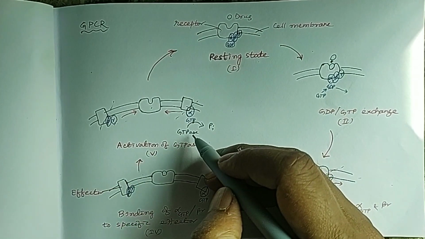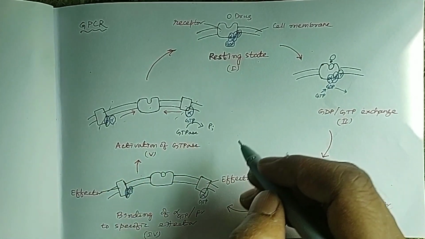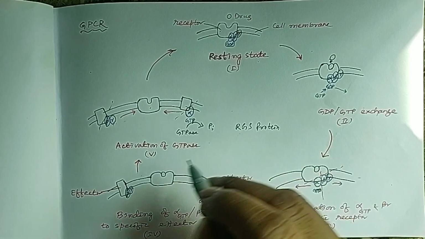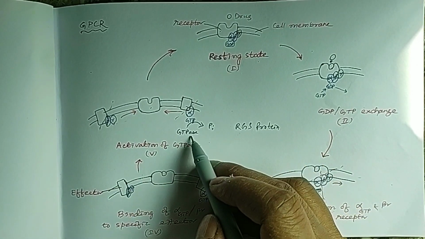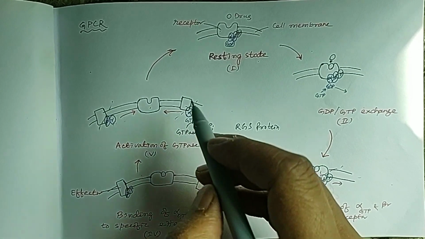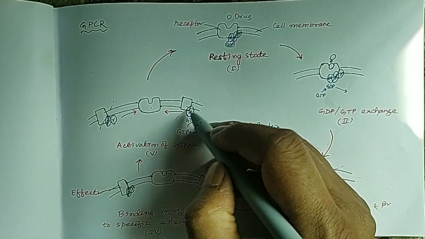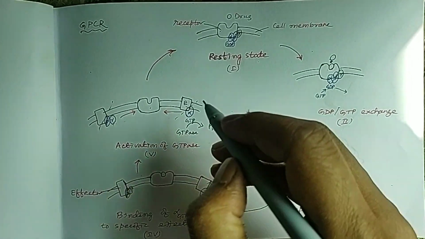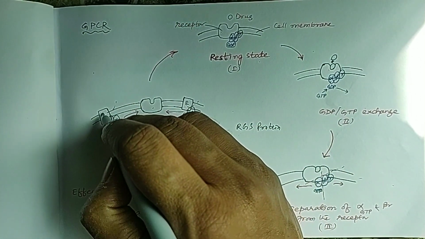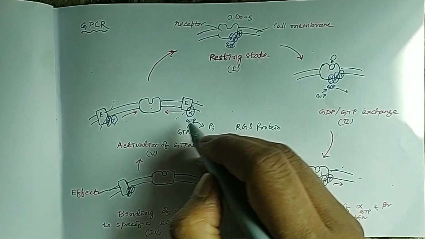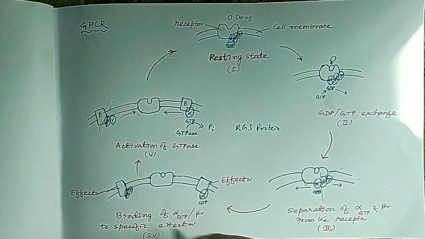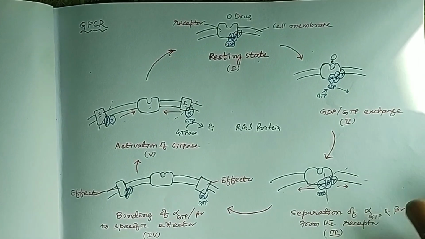Then there will be activation of the GTPase enzyme by a regulator of G protein signaling. We call it the RGS protein, regulator of G protein signaling. That will activate GTPase. GTPase will hydrolyze GTP, a phosphate is released, GTP becomes GDP, and when it becomes alpha GDP, it will get separated from the effector, and simultaneously there will be separation of beta gamma from its specific effector, and alpha and beta gamma will return back to the receptor, to its resting state. So this is how the cycle of the G protein coupled receptor functions.